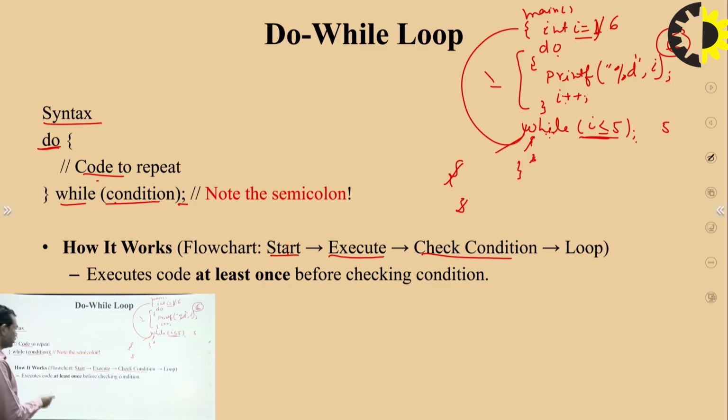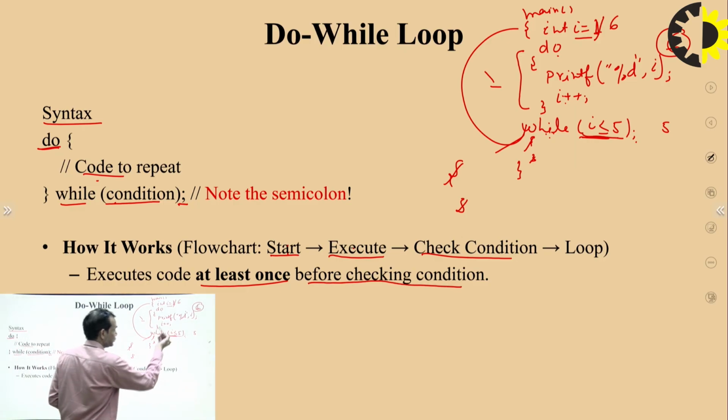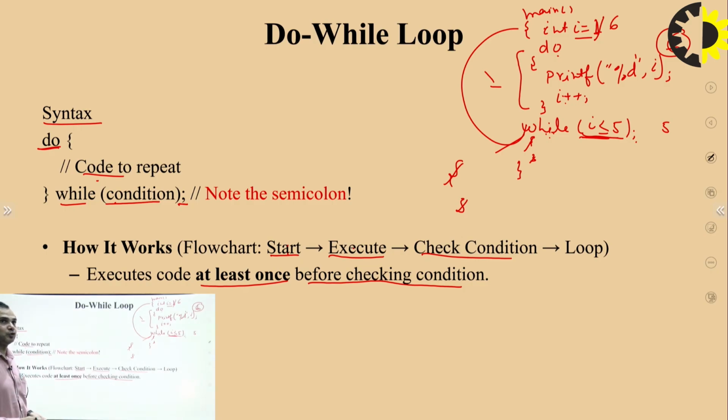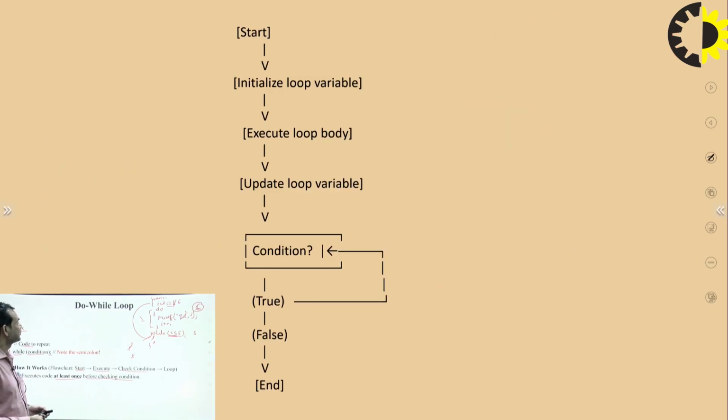So the code is executed at least once before checking the condition, meaning whether my condition is true or false. At least, when we are using the do while loop, it will print one time whether the condition is true or the condition is false.